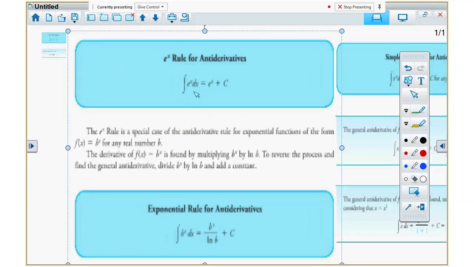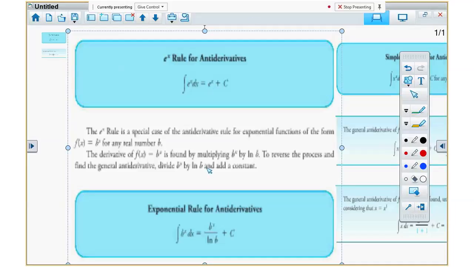Now, this one takes a lot of thinking. The antiderivative of e to the x is what? E to the x. Maybe I just should give y'all all e to the x's. Derivative of e to the x and the antiderivative of e to the x. Everybody make 100? No, somebody would miss it.